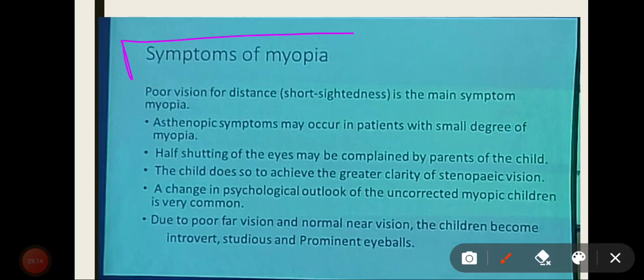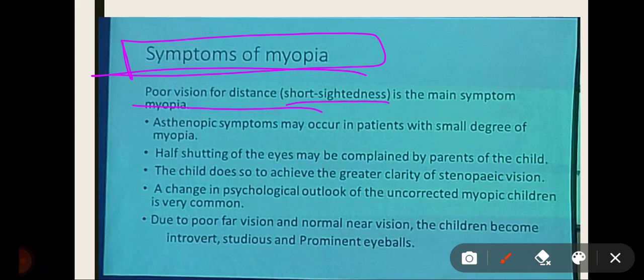So, about the symptoms of myopia. For symptoms, poor vision for distance, that is short-sightedness, is the main symptom of myopia. Asthenopic symptoms may occur in patients with a small degree of myopia.